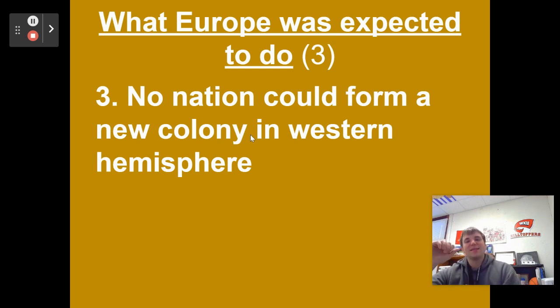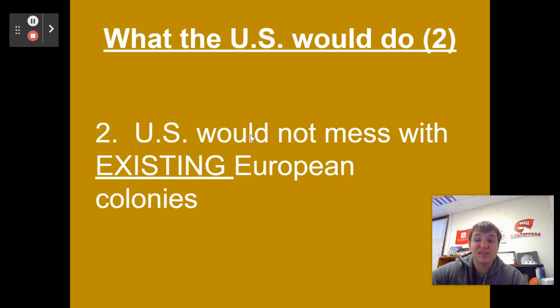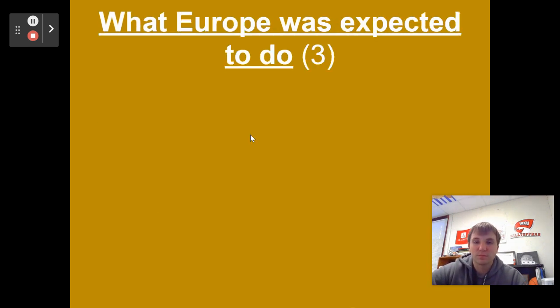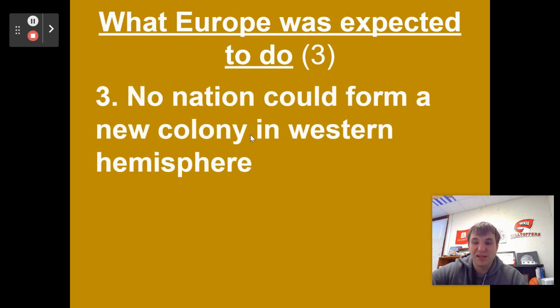Europe could not get any new colonies, because this was another part of the Monroe Doctrine and what Europe was expected to do. No nation could form a new colony in the Western Hemisphere. So remember, the existing colonies were fine, but we stated this and made this very clear. No nation was allowed to form a new colony in the Western Hemisphere. The Western Hemisphere was closed for further colonization.